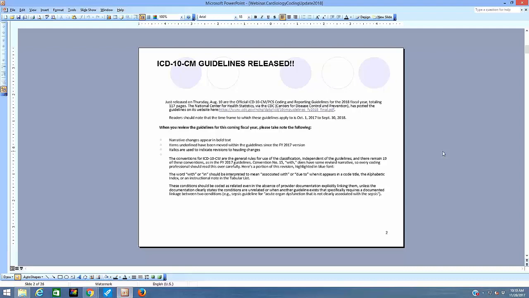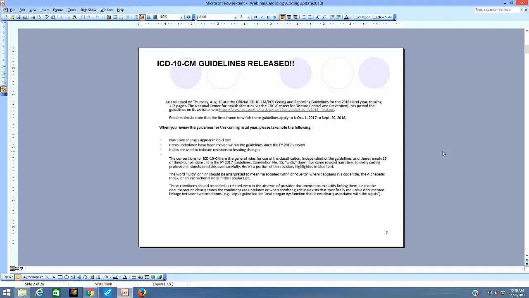But just as far as our snapshot here, when you review the guidelines, make sure you're looking at narrative changes, which will now appear in bold text. Items underlined have been moved within the guidelines since the fiscal year 2017 version. And italicized areas are heading changes, so they have changed some things as well.